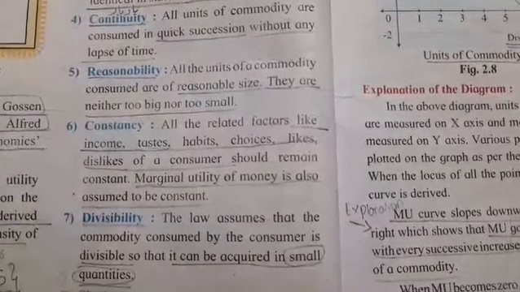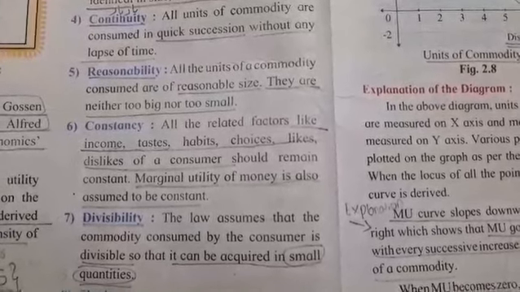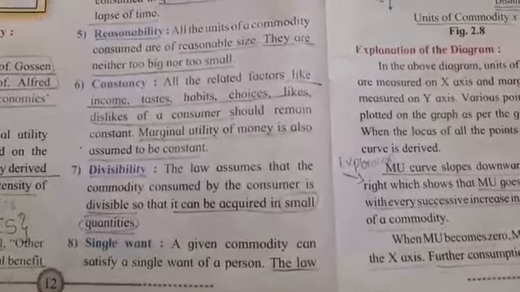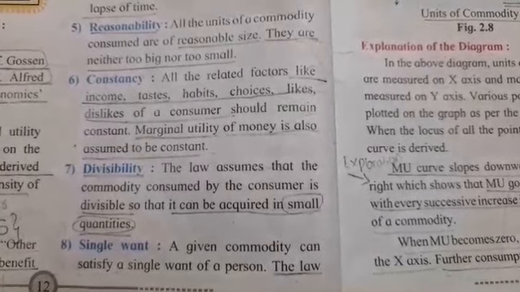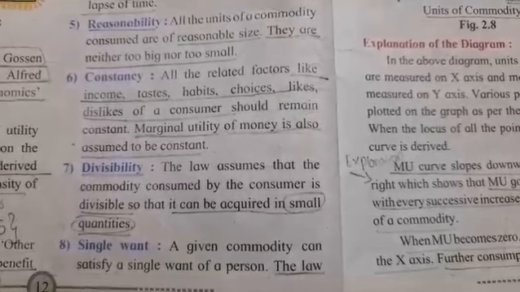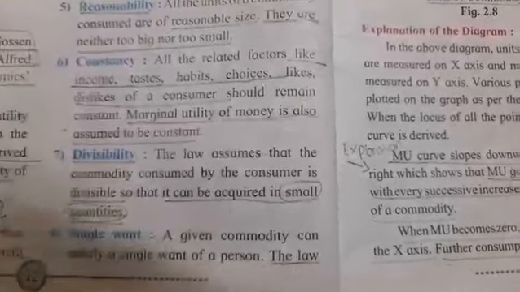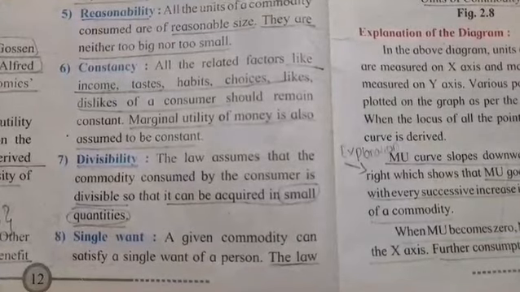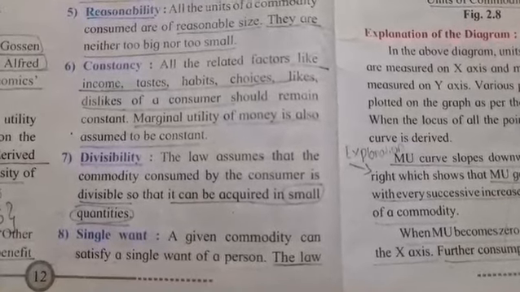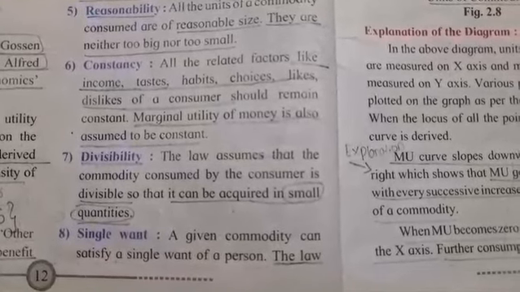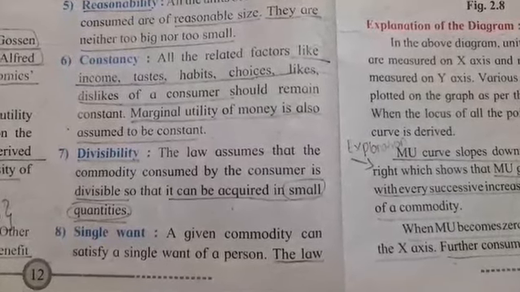Fourth, continuity. All units of the commodity are consumed in quick succession without any lapse of time. Fifth, reasonability. All the units of a commodity consumed are of reasonable size. They are neither too big nor too small. Sixth, constancy. All the related factors like income, taste, habits, choices, likes and dislikes of a consumer should remain constant. Marginal utility of money is also assumed to be constant.